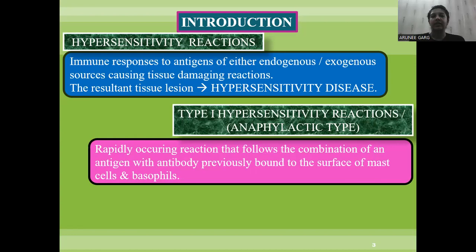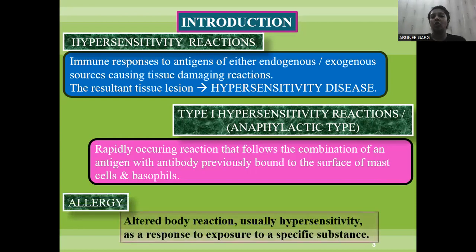Now, type 1 hypersensitivity reaction, or anaphylactic type, is a rapidly occurring reaction that follows the combination of an antigen with an antibody previously bound to the surface of mast cells and basophils. And what is allergy? Allergy is an altered body reaction, usually a hypersensitivity reaction, as a response to exposure to a specific substance.